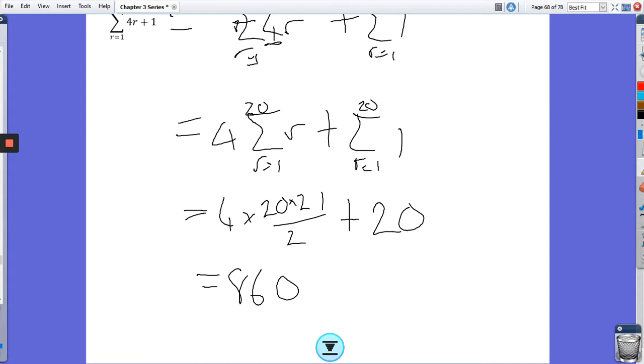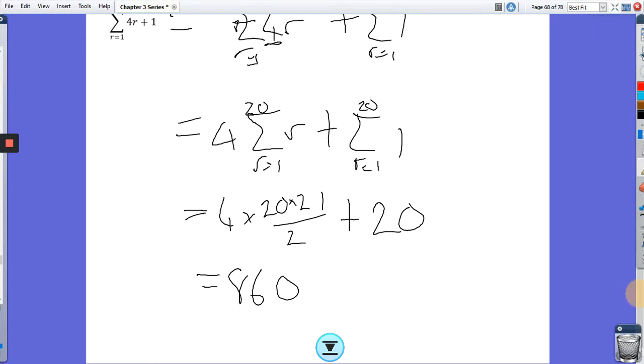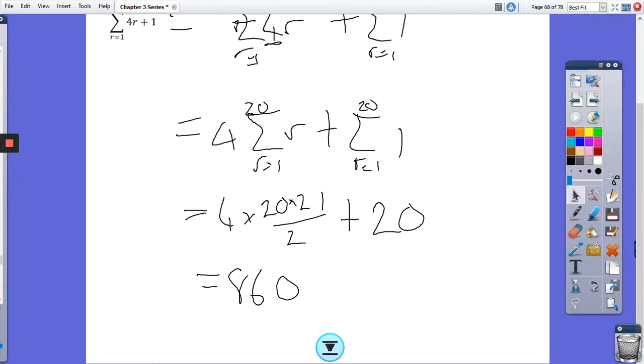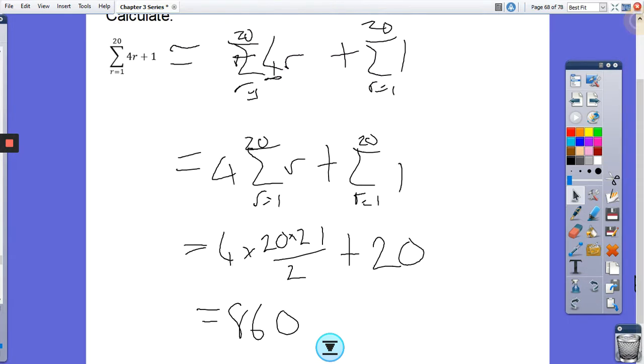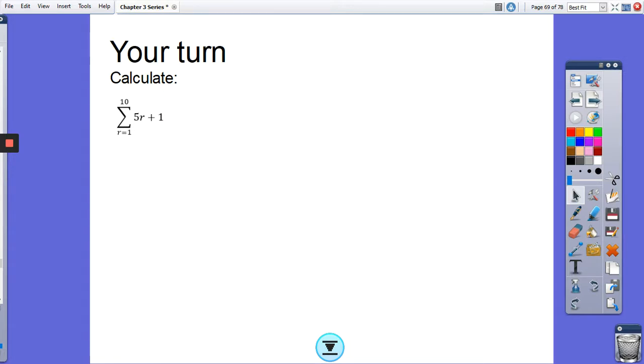860. Okay, so what I would like you to do now is make the notes if you haven't done so already. So pause this and make notes as we go through. I'm just moving this up for you so that you can make notes, and then have a go at this example here.